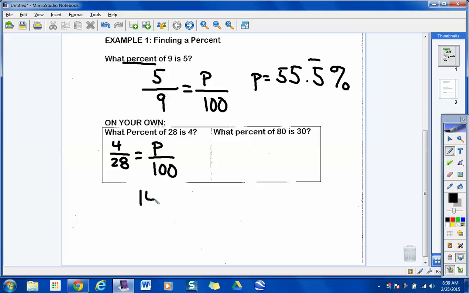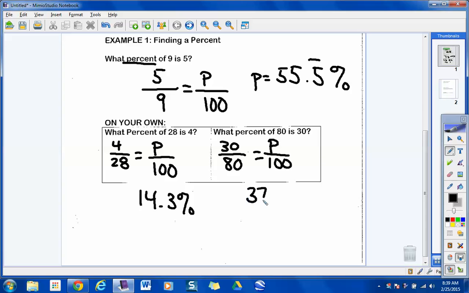Somebody different. Someone I haven't heard from yet this morning on the second one. What's the proportion look like for the second one? Go ahead, Mason. 30 over 80. 80's on the bottom because it comes right after the word of, right? And then P over 100. P is a percent that we don't know that we're trying to find. Cross multiply, 100 times 30 divided by 80. 37.5. Awesome, guys. Too easy.